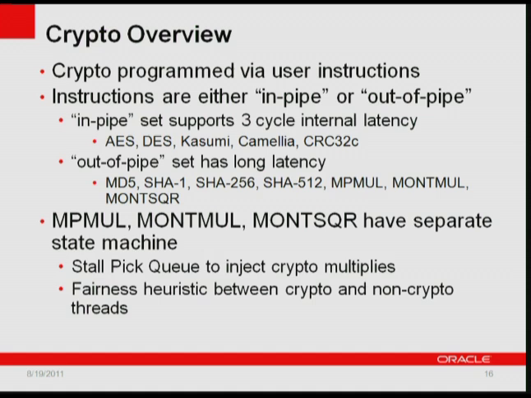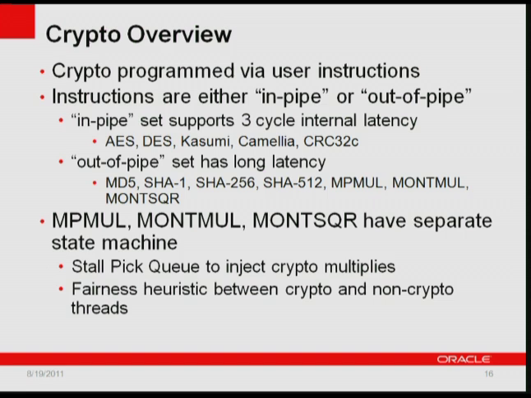Moving on to an overview of the cryptographic unit, our cryptographic unit is now programmed via user instructions, and we divide these instructions into two sets. Our in-pipe set supports that 3-cycle internal latency that Robert showed you, and that includes AES, DES, Kasumi, Camellia, and CRC. Our out-of-pipe set has a long latency. What this means is that while these operations are executing, no other instructions can execute for that thread. And this set includes MD5, SHA, multiple precision multiply, Montgomery multiply, and Montgomery square.